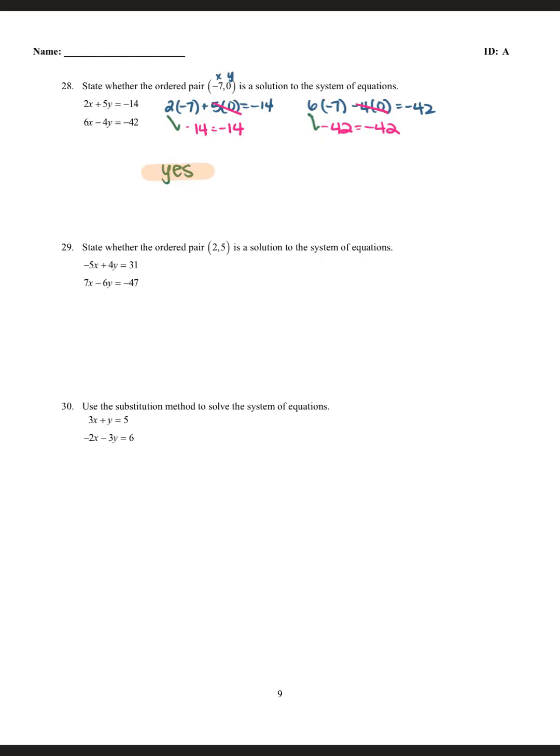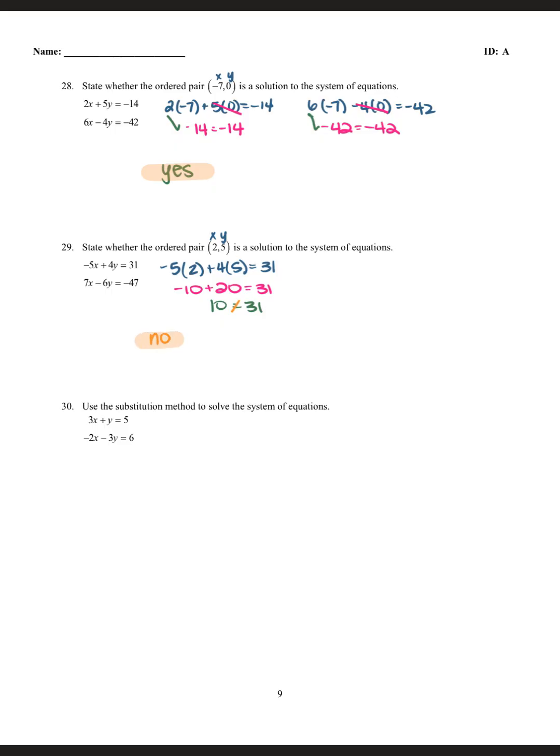For 29, we're given the ordered pair 2, 5, and the system -5x plus 4y is equal to 31, and 7x minus 6y is equal to -47. The 2 is our x, 5 is our y. Starting with the top equation, it's going to be -5 times 2 plus 4 times 5 is equal to 31. Your negative 5 times 2 is negative 10, and your 4 times 5 is 20. This leaves you with positive 10 is equal to 31. This is a false statement, so that ordered pair of 2, 5 is not a solution.